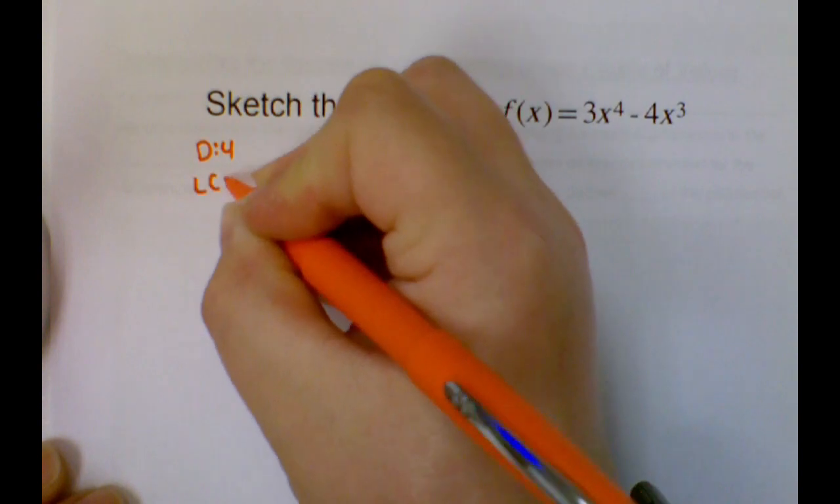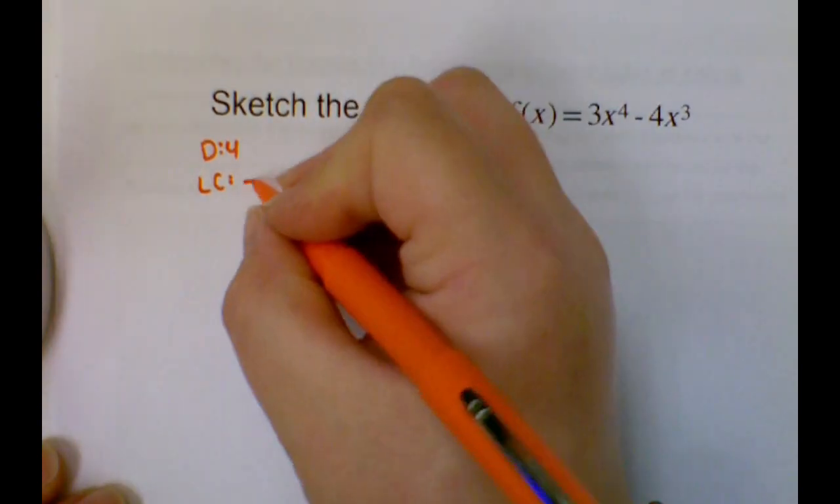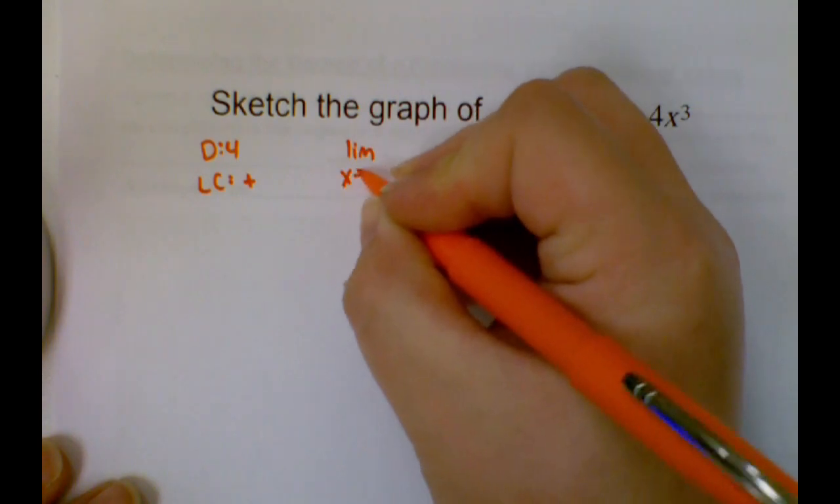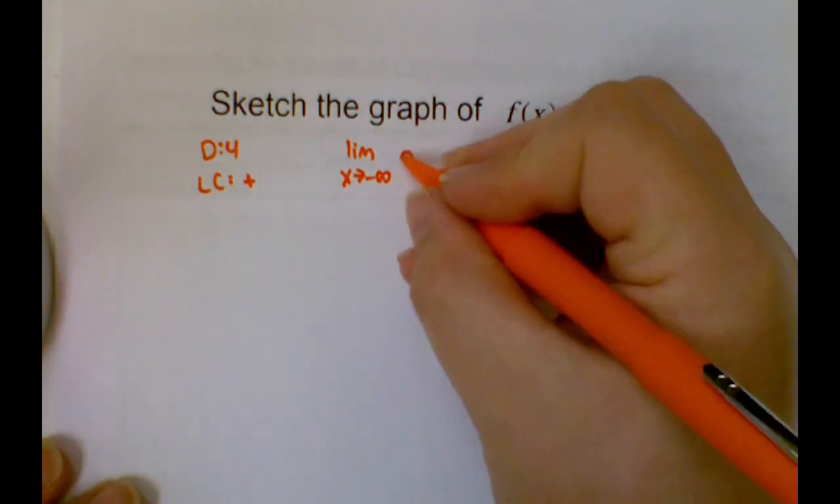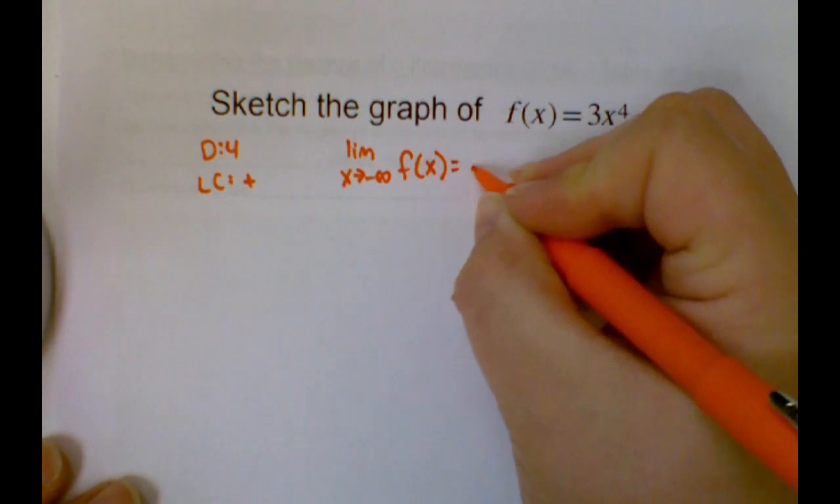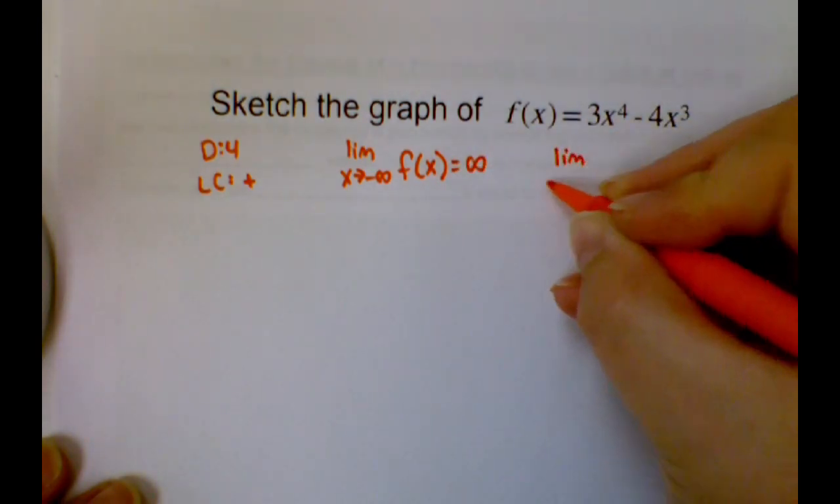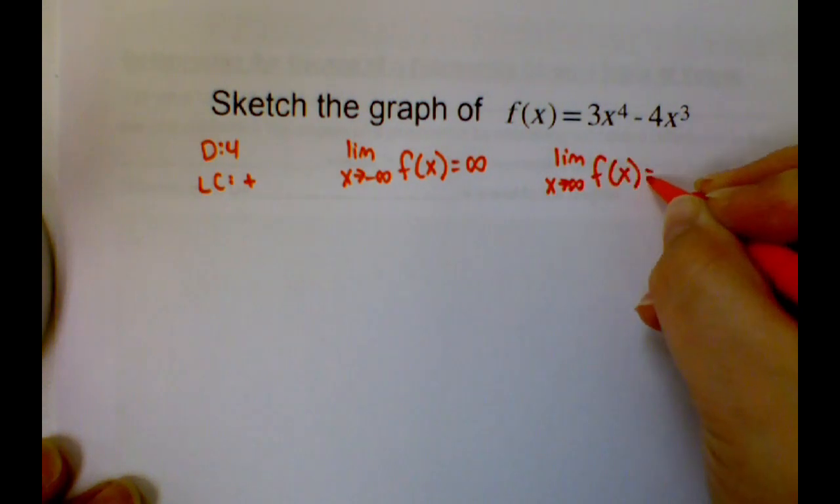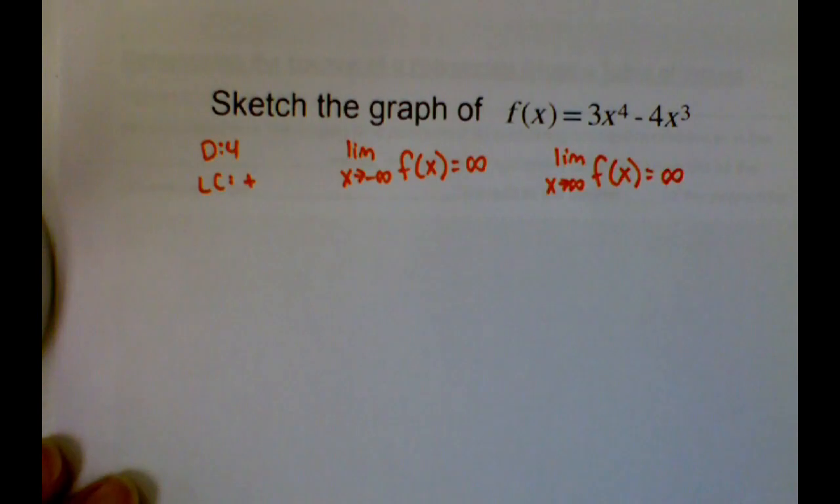The leading coefficient is 3, which is positive, which means both our ends go up. The limit as x approaches negative infinity of f of x equals infinity, and the limit as x approaches positive infinity of f of x is also infinity. So there's our end behavior.